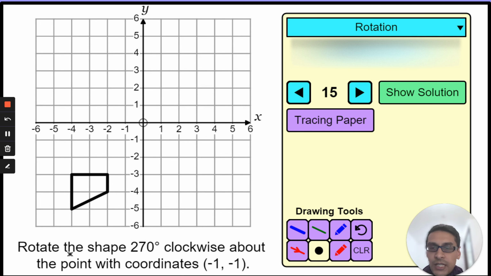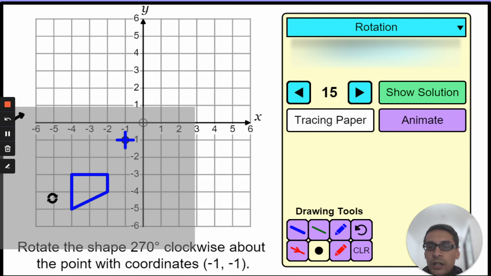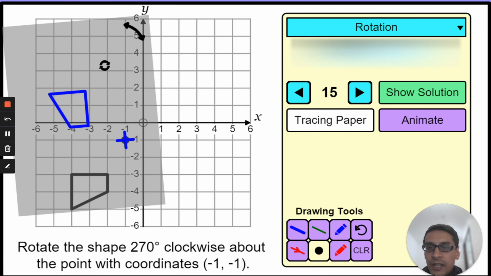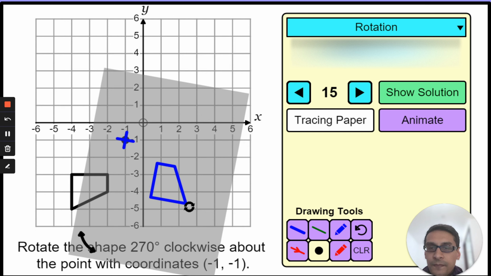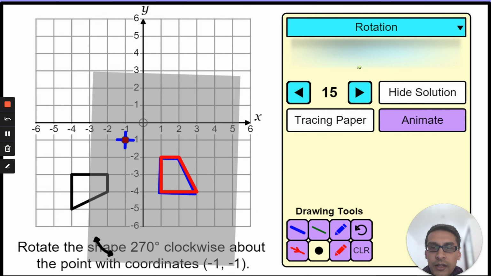Question 15. Rotate the shape 270 degrees clockwise about the point -1, -1. So there's your center of rotation. Put your tracing paper on top. We're going to go clockwise, which is this way. So that's 90. 90 is here. 180. And then 270. And that's your answer. 270 degrees clockwise, which is the same as 90 degrees anti-clockwise.